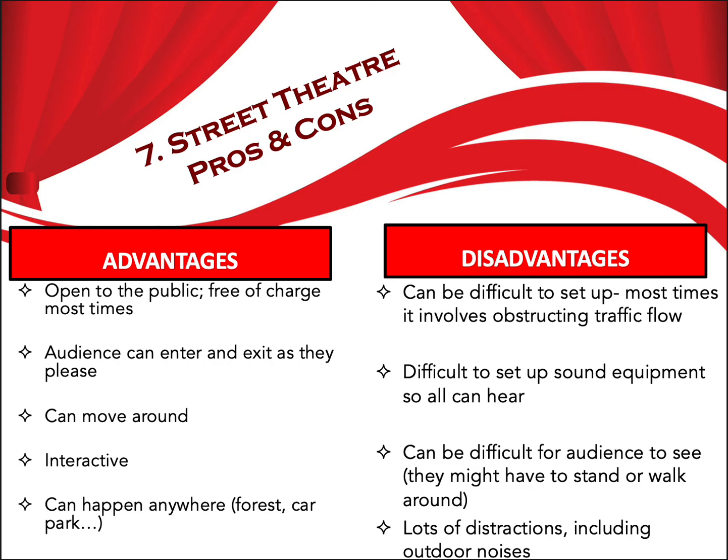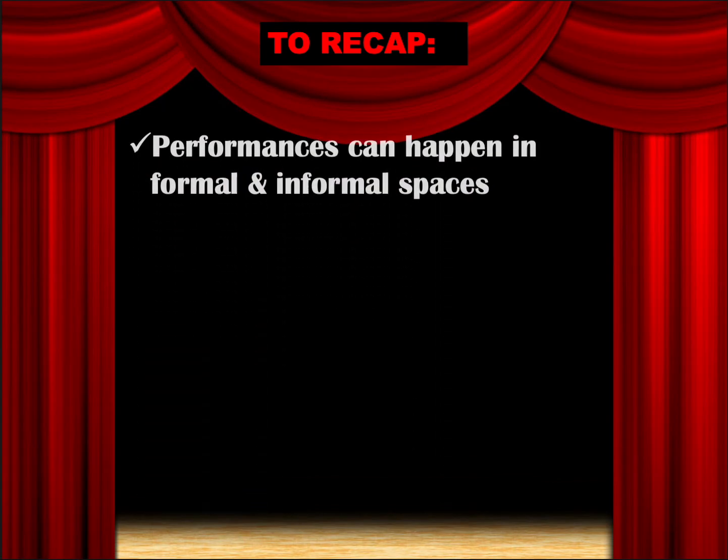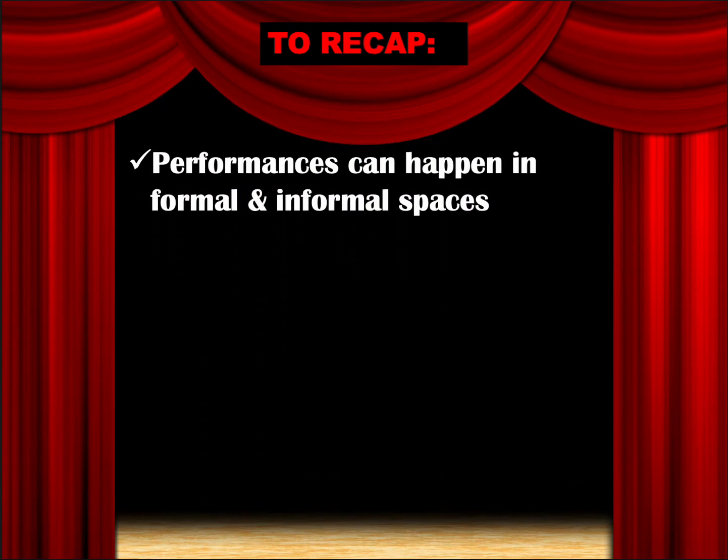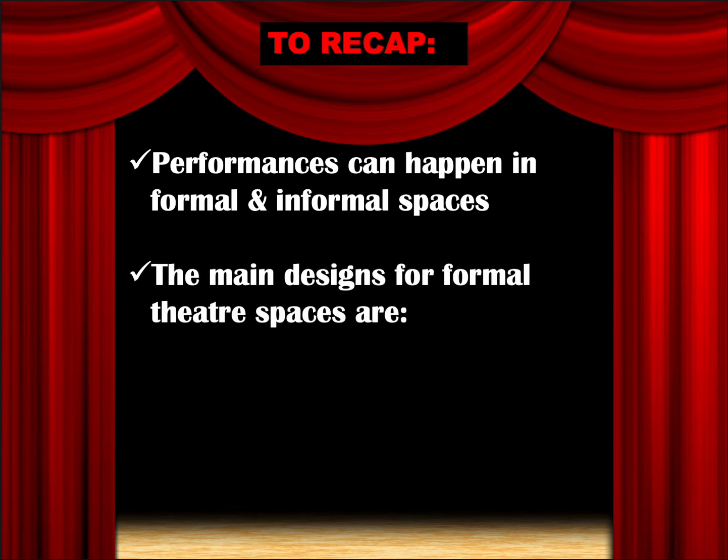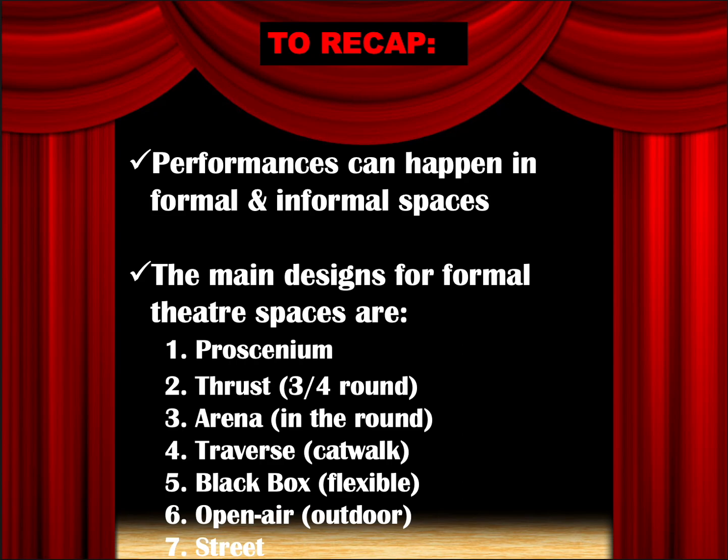So just to close off, let's recap. We learned that performances can happen in formal and informal spaces. So basically, anywhere you have an audience, you can have a piece of theater. And we learned that the main designs for formal theater spaces are proscenium, thrust, arena, traverse, and black box. And then the informal theater spaces are mainly open air and street, which are both somewhat outdoors.